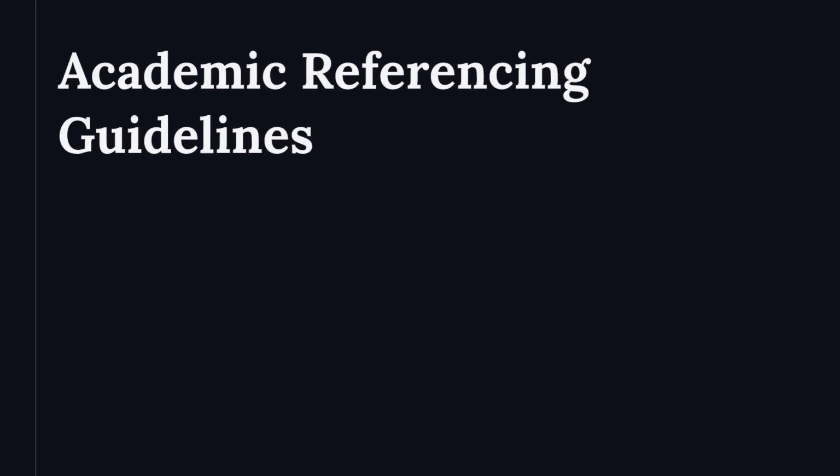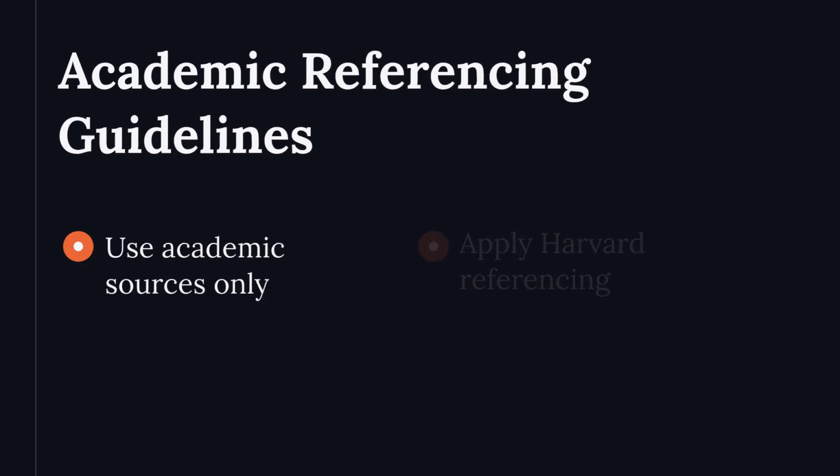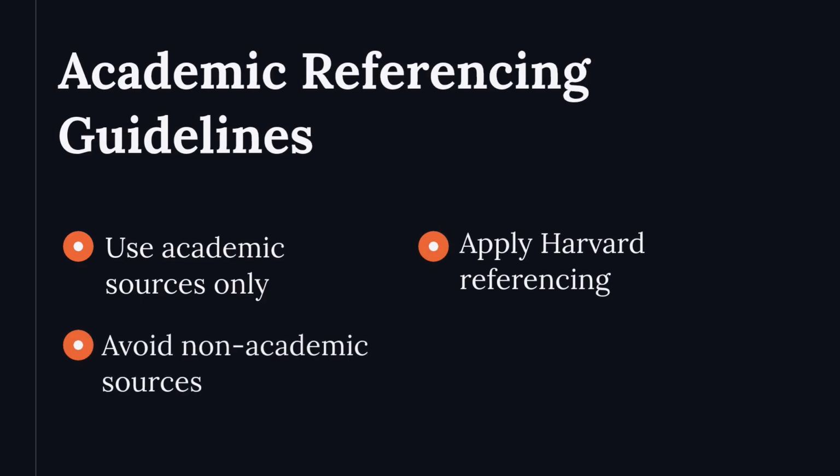Use academic and professional sources for referencing. Apply Harvard referencing throughout your work. Avoid non-academic sources like Wikipedia. Use HN Global resources for support. Ensure confidentiality and anonymity in your work.